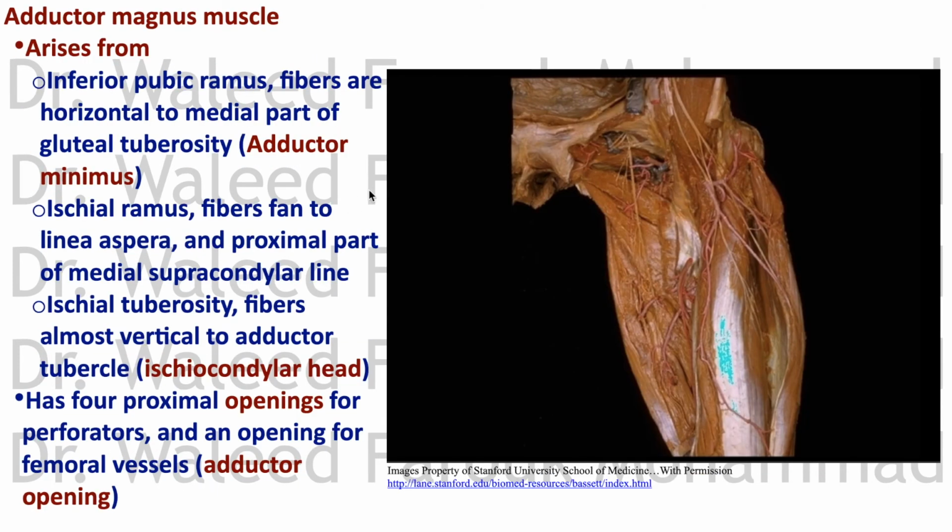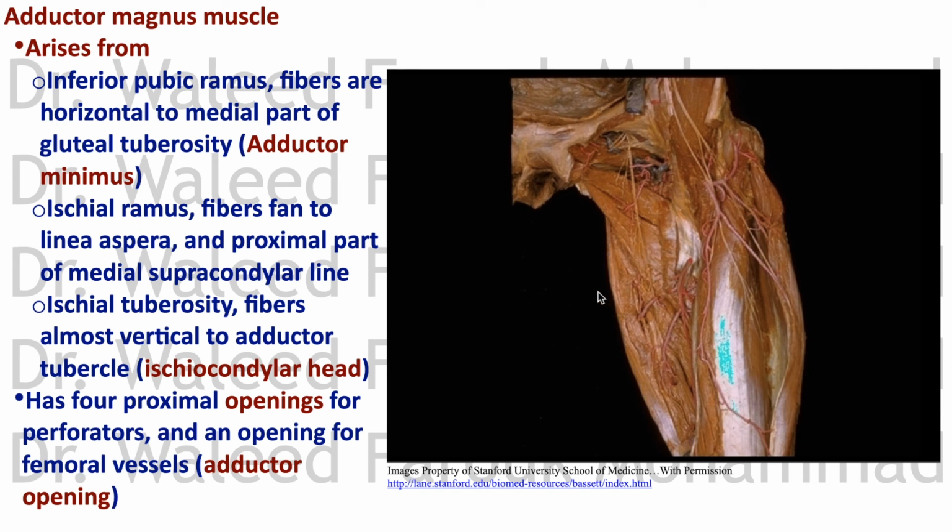The last of the adductors is the adductor magnus muscle. It's the biggest adductor. It arises from the inferior pubic ramus. As you can see here, the fibers arise from the inferior pubic ramus in this direction, from anterior to posterior till it reaches the ischial tuberosity. The upper fibers are the most anterior fibers, and as you go back, the fibers are oblique. When you reach the ischial tuberosity, the fibers are almost vertical down. This is called the ischiocondylar head.